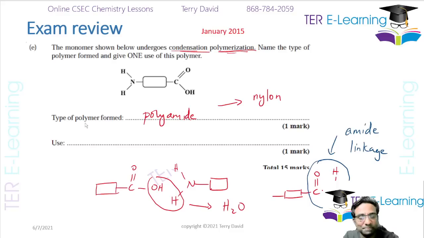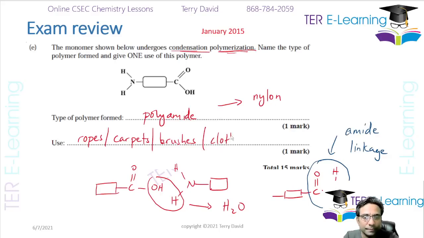So what do we use it for? We use it to make ropes, right? Now there's one example. Ropes, carpets, paint brushes, and also clothing, right? So you just want one example here or one use and you're good to go, right? So that's January 2015.